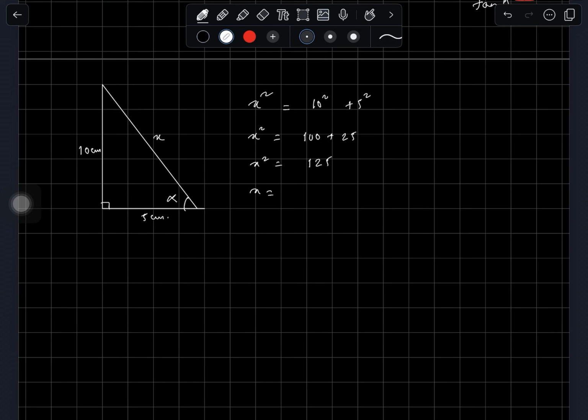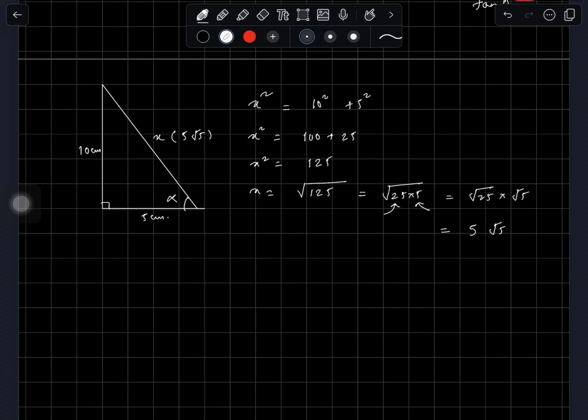So my x would be equal to the square root of 125. If it is possible for you to place this in a more simplified version, you must always. So I could always break it down into 25 into 5. That's a perfect square and a non-perfect square. And break it down as square root of 25 into square root of 5. That turns out to be 5 root 5. So that is my hypotenuse over here. It is 5 root 5.